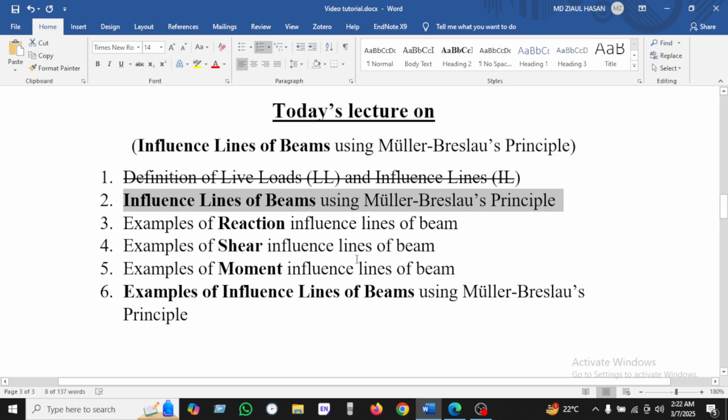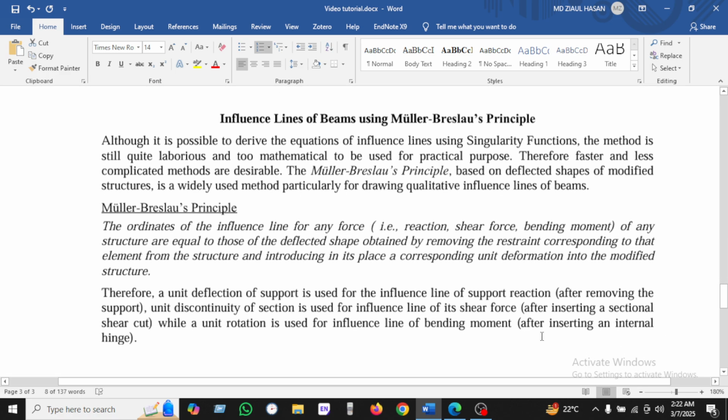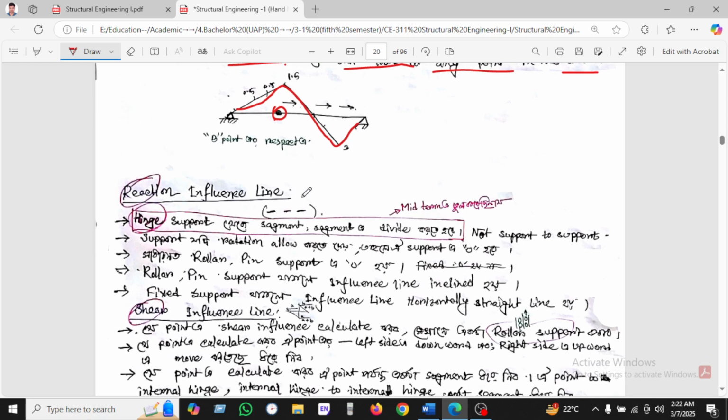So let's see the example of reaction influence line. I will draw the hinge support. We will divide the segments from hinge support to support, so we have to memorize. If the support allows rotation, then the moment at the support will be 0, as usually roller and pin support gives 0.